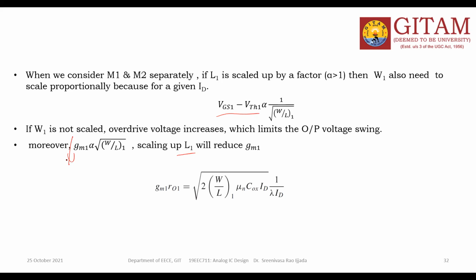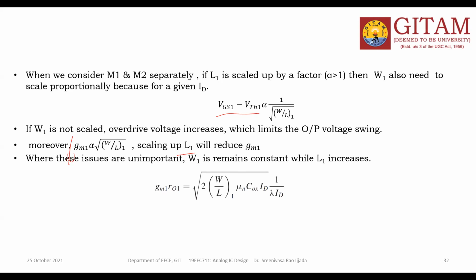What is the issue then? Definitely in the AV voltage gain equation, there is a minus gm into R. So whenever gm reduces, definitely AV, the voltage gain, will reduce. That is one more issue.